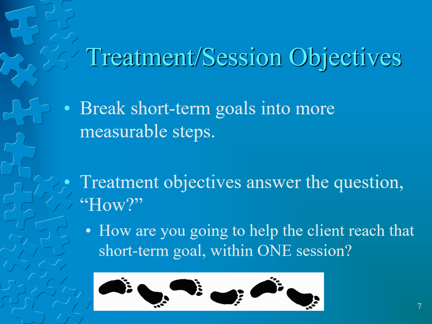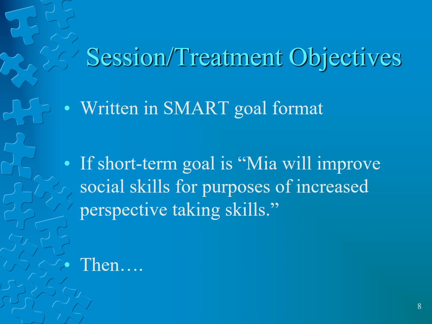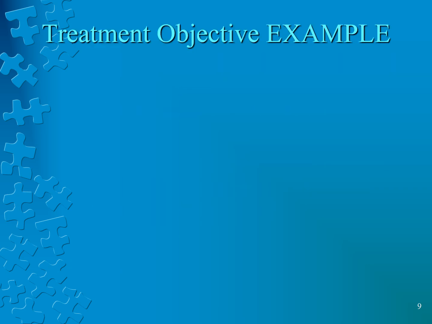When we think about treatment or session objectives, now you're breaking down those short-term goals into more measurable steps. The treatment objectives specifically answer the how question, and really, how are you going to help one client reach that short-term goal, make one step toward that short-term goal in one isolated session? So that's what you have to think about when you think about session goals. So session or treatment objectives, as I said earlier, are written in SMART goal format. So if your short-term goal is Mia will improve social skills for purposes of increased perspective-taking skills, then what would be a treatment objective example?